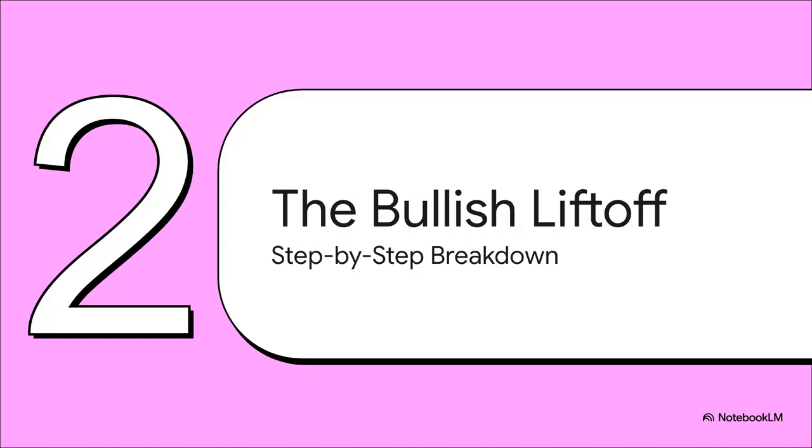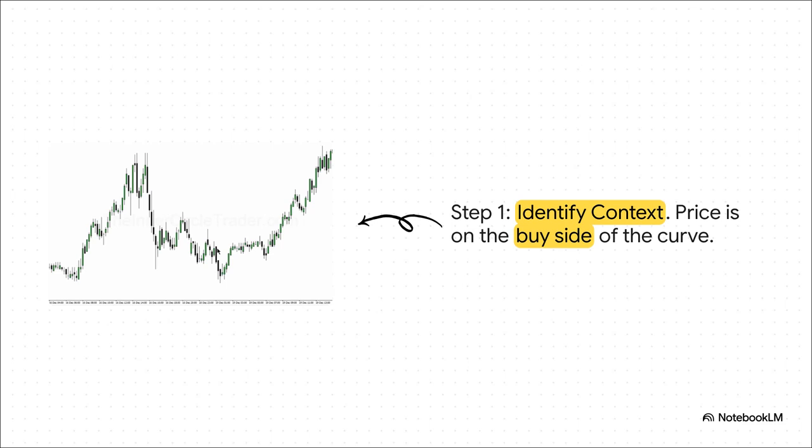All right, theory is great, but let's see this thing in the wild. We're going to look at a real chart and see how this plays out in a bullish scenario, step by step. Step 1, as always, is context. Where are we in the grand scheme of things? As you can see here, price is clearly on the buy side of the curve. It's already made a low, and the trend is up. That tells us our focus should be entirely on looking for a reason to go long.